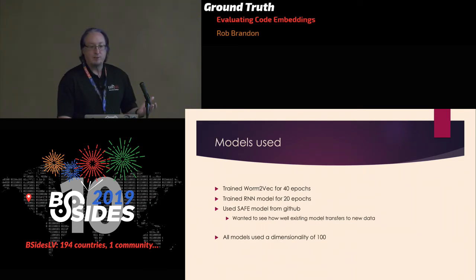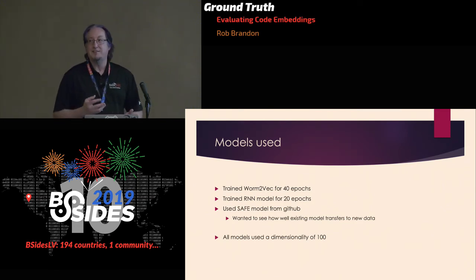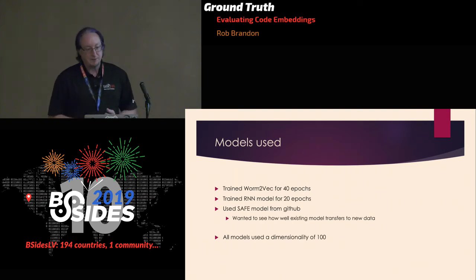Some of the parameters used to train the models: I trained the worm2vec model for 40 epochs. The RNN model trained for 20 epochs. At that point, it looked like it had largely stopped changing in perplexity. For the SAFE model, I didn't train a new model simply because I wanted to see how well that generalized. And yes, I know that this is definitely an experiment where I'm throwing a lot of different things out there, and if I had the next few years, there's definitely a lot of interesting things to follow up on and maybe get a little more rigor. But, like I said, I still got some really interesting results out of this.